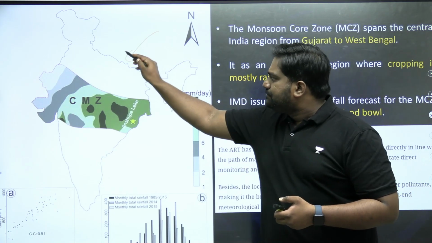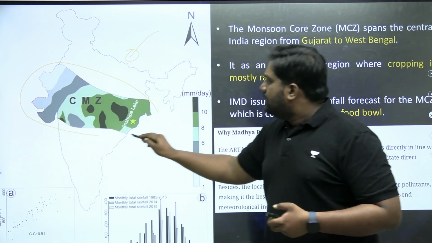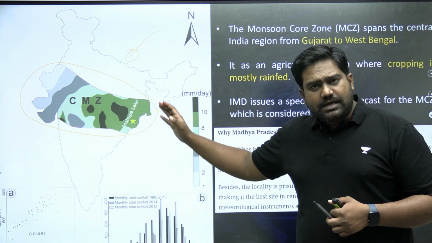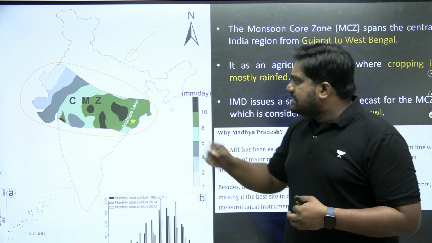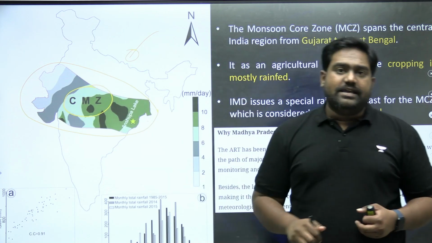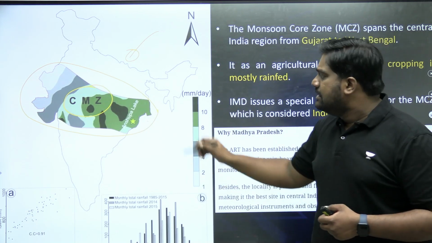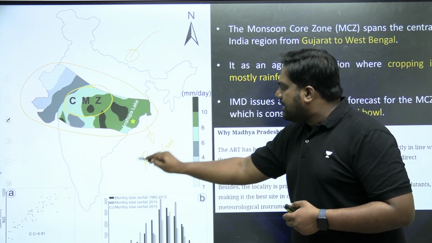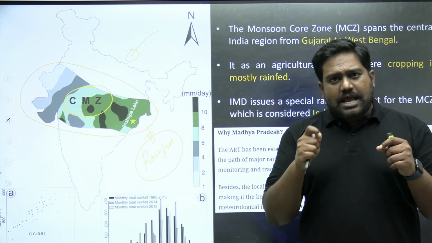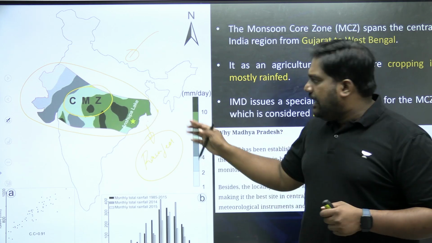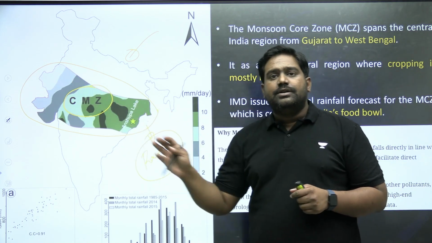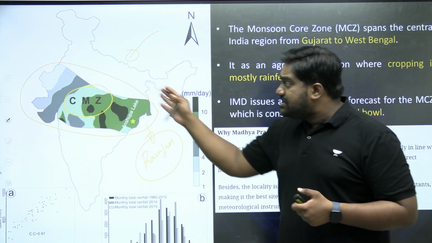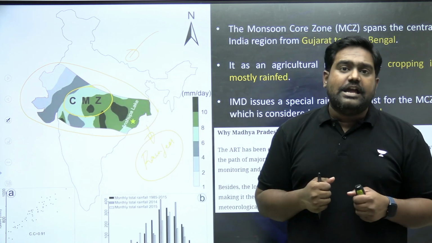If you look at the map here, it clearly depicts this part of central India stretching all the way from Gujarat to West Bengal. And this is considered as the CMZ, or the core monsoon zone in India, which primarily depends on rainfall for agriculture. It is primarily a rain-fed area, and farming all across this region is heavily dependent on the monsoon rains, meaning this region doesn't have very good irrigation.